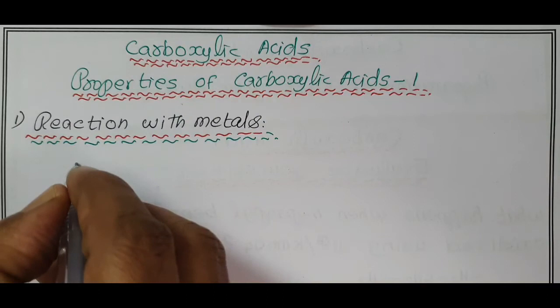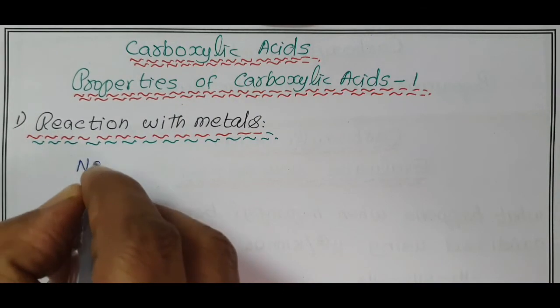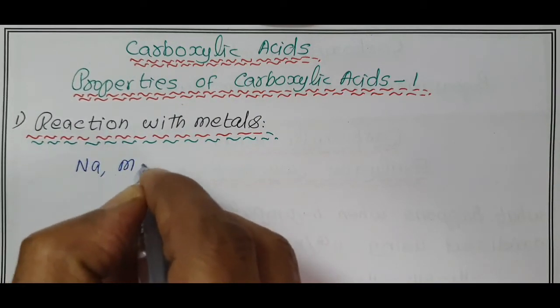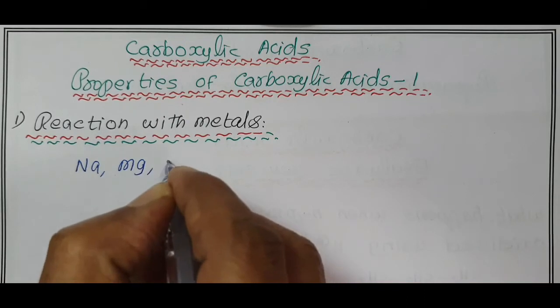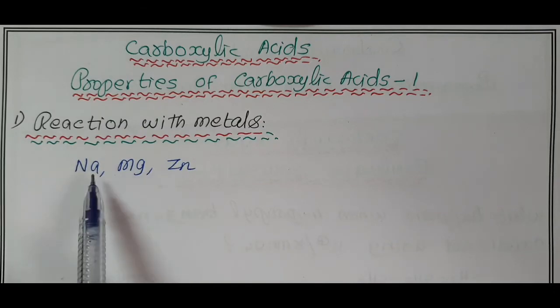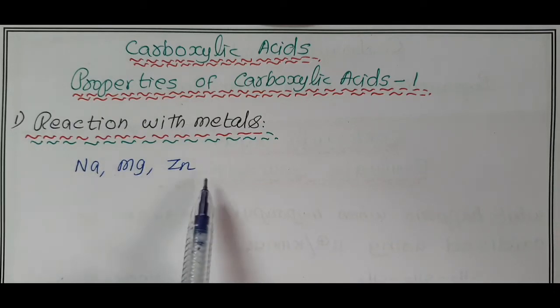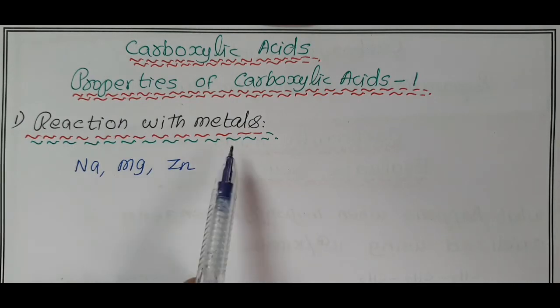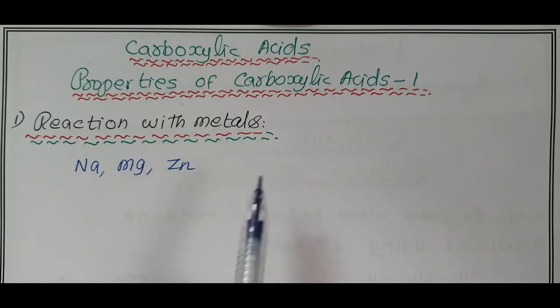The active metals like sodium, magnesium, zinc and other metals react with carboxylic acid and liberate hydrogen in gaseous state. So, the reaction with metal is a common reaction of all the acids, whether inorganic or organic. All the acids liberate hydrogen when treated with the active metal.